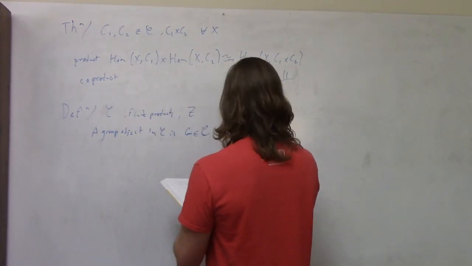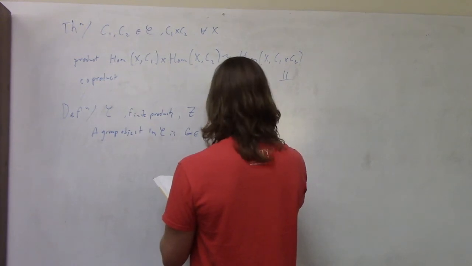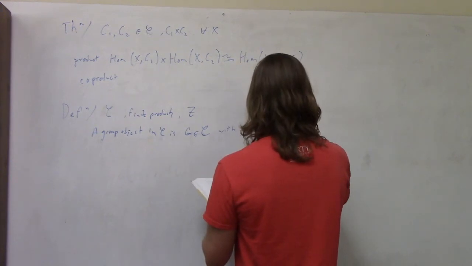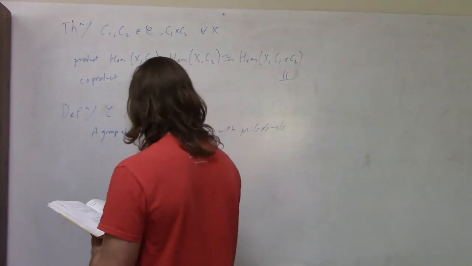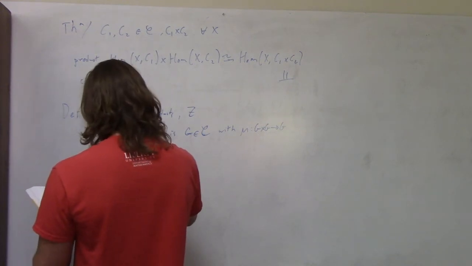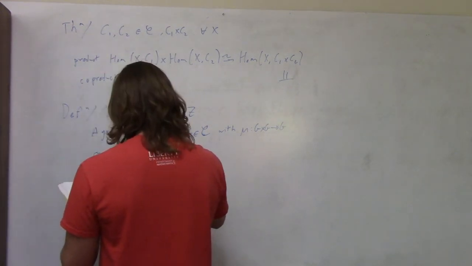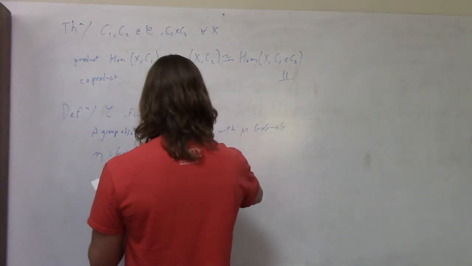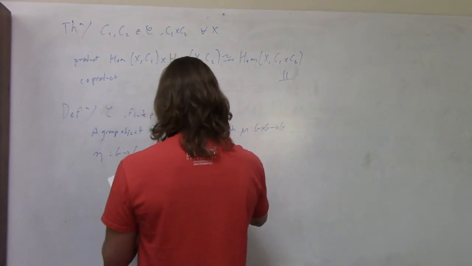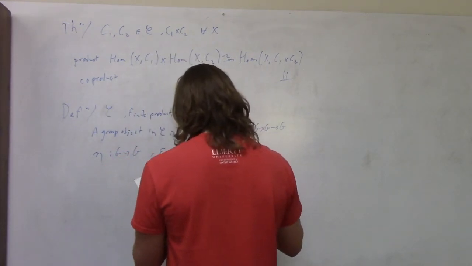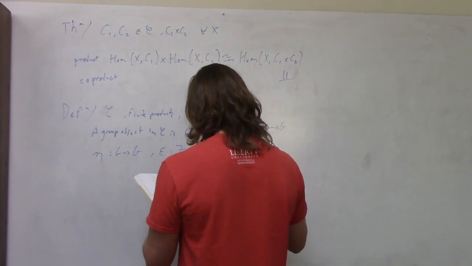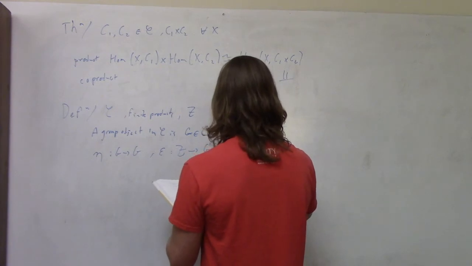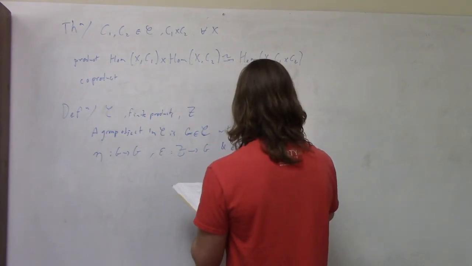Paired with the morphisms mu from G cross G to G, which you can guess is the multiplication, eta from G to G, which becomes the inverse, and epsilon from Z to G, which is the identity, I think. With the following diagrams that commute. So we've got a few here.